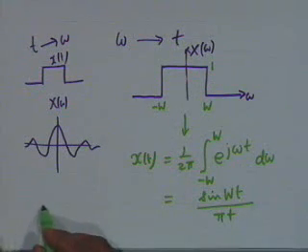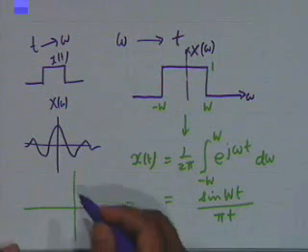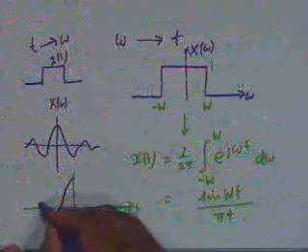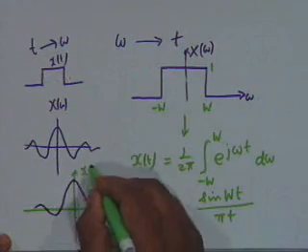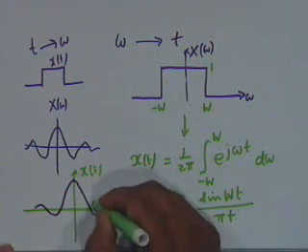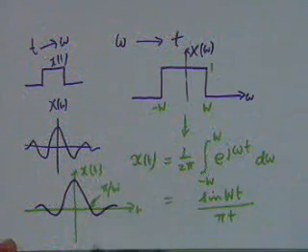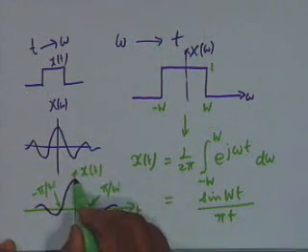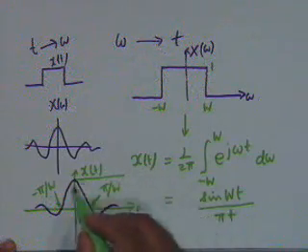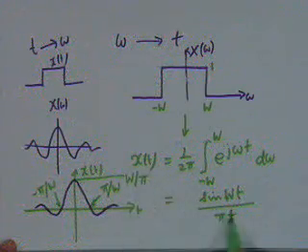If I plot this versus t, then all that I get is a maximum and then it ripples like a damped sinusoid. What I am plotting now is x of t versus t. The first 0 occurs at pi by w, and this 0 occurs at minus pi by w. The maximum value, what is this? The maximum value is w by pi.